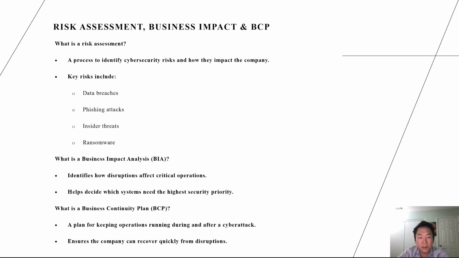So what is the business impact analysis, which is BIA? It identifies high disruptions of critical operations. It also helps decide which systems need to be the highest security priorities. So what is the business continuity plan? BCP is a plan for keeping operations running during and after a cyber attack. It ensures the company can recover quickly from the disruptions.